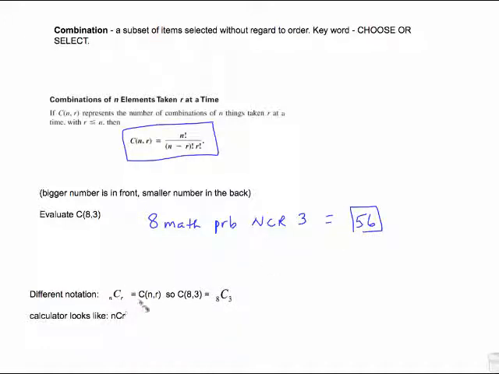Now there's different notation you will see. Instead of it being written this way with the C on the outside and the n, r in the parentheses, you could see it this way with subscripts. This is also nCr. So instead of C with the 8, 3 in the parentheses, you might also see it written this way. It is still the nCr. The calculator looks like this. There are no subscripts on the calculator.